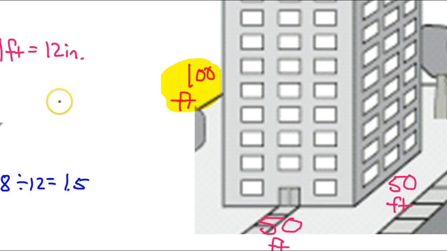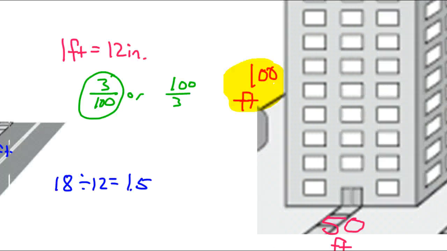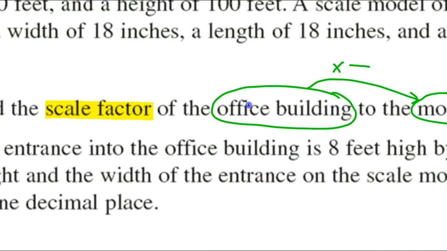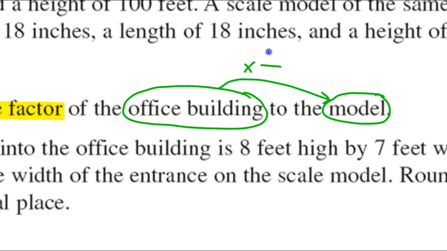Depending on which way we're looking at it, we could be dealing with a scale factor of 3 over 100 or 100 over 3. If we want the numbers to get smaller, we're going to use this one. If we were trying to turn the small numbers into big numbers, we would use 100 over 3. But the question wants the scale factor that's going to turn big numbers into small numbers, office building lengths into model lengths. So we're going to use the tiny fraction 3 over 100. So that's going to be the scale factor. Okay, there it is. So let's just keep going.